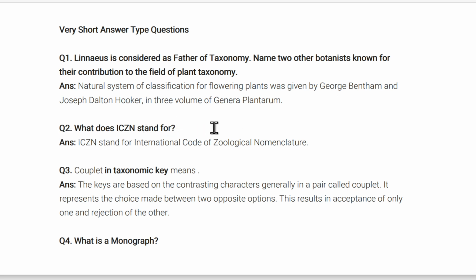Question number 2. What does ICZN stand for? Answer. ICZN stands for International Code of Zoological Nomenclature.